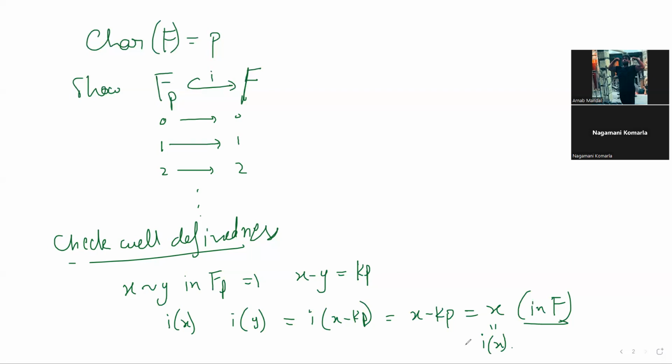X minus Kp equal to X in Fp or F? In F, because the characteristic is p, no? Characteristic. Oh, yes, sorry. So yes, Kp is 0. Or maybe I should have written Tk is 0, K is in, but you understand. Yeah, that's it.